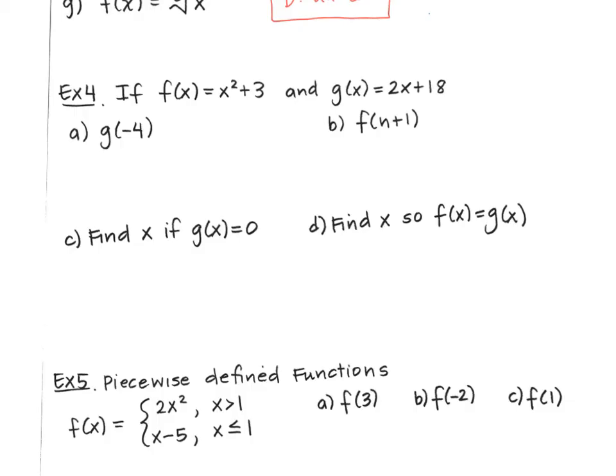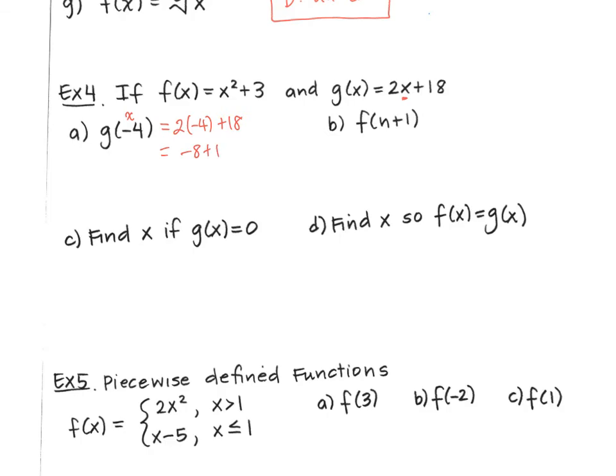Okay, now we're going to review function notation. So for example 4, it says if f of x equals x squared plus 3 and g of x equals 2x plus 18, for the first one, what is g of -4? And if you recall, this just means this is your x value. So in the g function, plug -4 in where you see x. So 2 times -4 plus 18, and then evaluate.